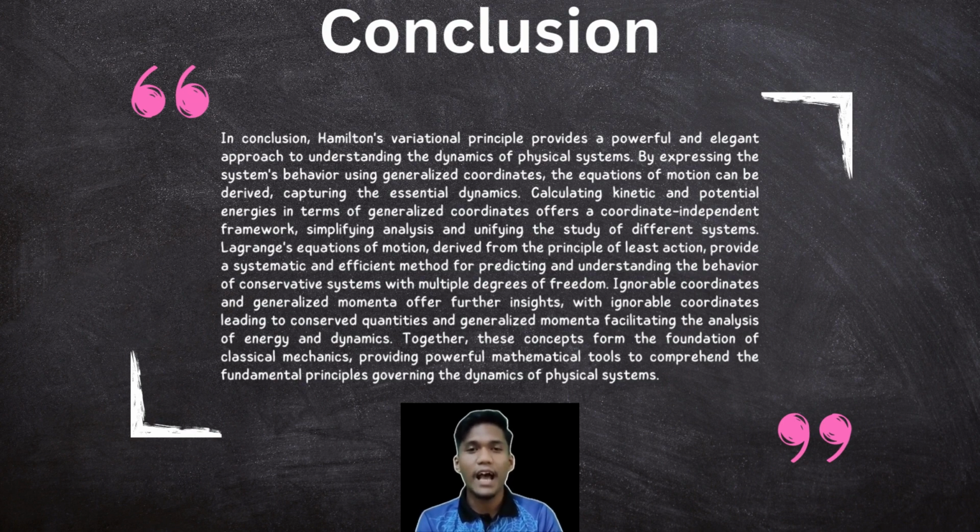Lagrange equations of motion, derived from the principle of least action, provide a systematic and efficient way of predicting and understanding the behavior of conservative systems with multiple degrees of freedom. Ignorable coordinates and generalized momenta offer further insight, with ignorable coordinates leading to conserved quantities and generalized momenta facilitating the analysis of energies and dynamics. Together, these concepts form the foundation of classical mechanics, providing powerful mathematical tools to comprehend the fundamental principles governing the dynamics of physical systems.